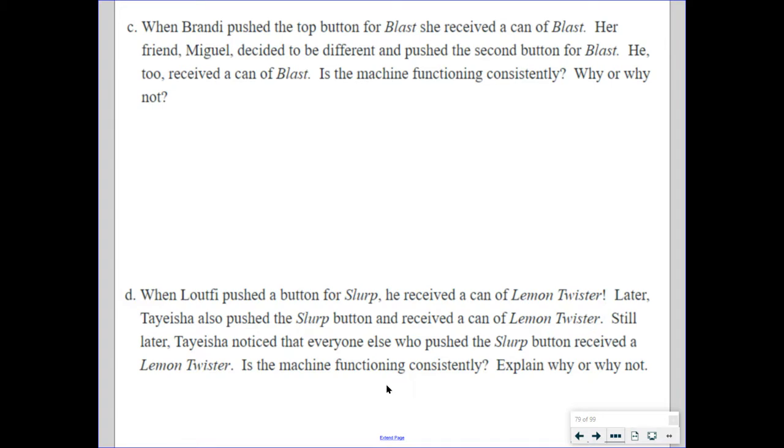Still later, Taisha noticed that everyone else who pushed the Slurp button received a Lemon Twister. Is the machine functioning consistently? Explain why or why not. Okay, pause it, unpause it when you think you've got it. All right, so they are pushing the button for Slurp, and they're getting Lemon Twister.